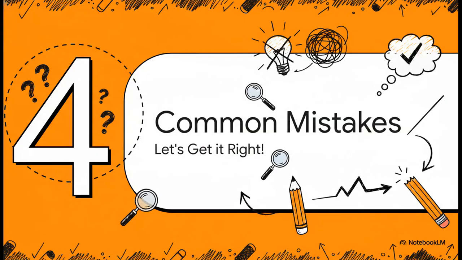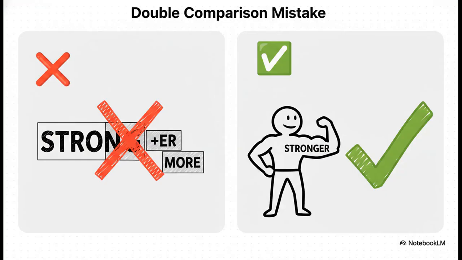Okay, now that we have learned the rules, let's talk about some very common mistakes that students sometimes make. If we know what they are, we can be careful to avoid them. One of the biggest mistakes is what we call a double comparison. This means using more and er together. For example, some people say more stronger. This is incorrect. The word stronger already means more strong, so you only need to say stronger.